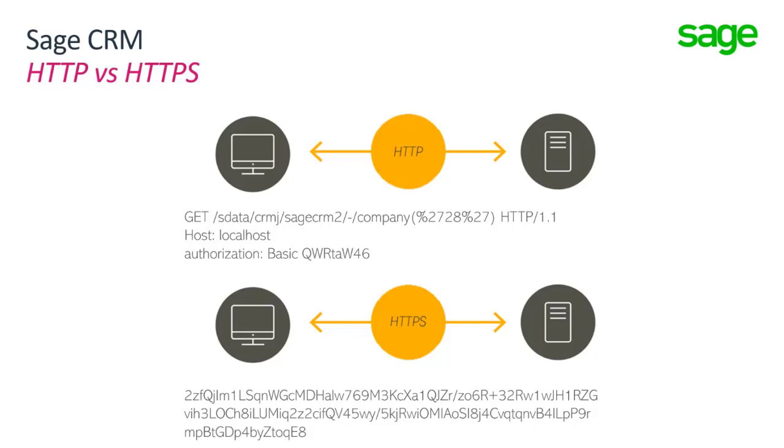If you don't do this, you can create, as I said earlier on, an opportunity for man in the middle attacks, and a hacker could be able to observe, intercept, and manipulate any of the traffic between the browser and the Sage CRM server, and we don't want that at all.